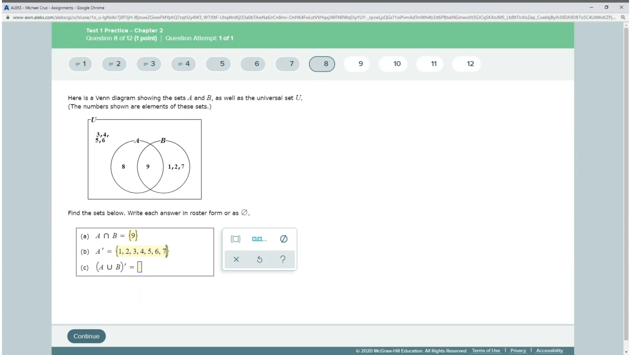Now, here's where you got to pay attention. This one's kind of a two-stepper. Now, A union B is all of these things. It's the 8, the 9, the 1, the 2, and the 7. That's what we call the union. Anything inside the circles. So the complement is anything outside. Okay? Questions on that one?